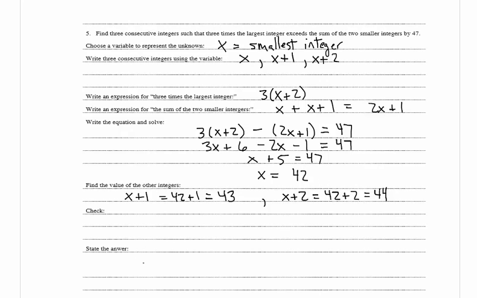And now we want to check. So in order to check, we're going to take 3 times our largest integer. So we have 3 times 44 minus the sum of the 2 smaller integers. And the 2 smaller integers were 42 and 43. So we're going to have minus 42 plus 43. And that needs to equal 47. 3 times 44 is equal to 132, minus 42 plus 43 is equal to 85, and 132 minus 85 does equal 47. So the integers we found were correct.